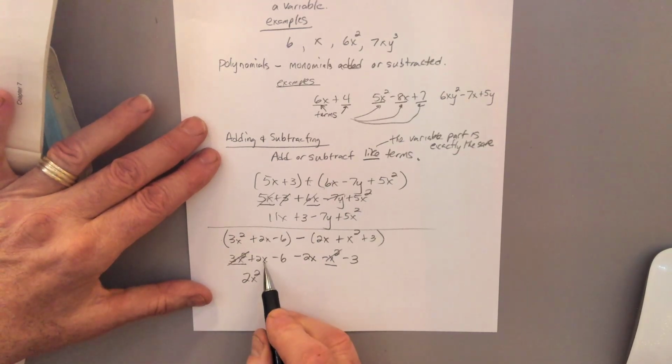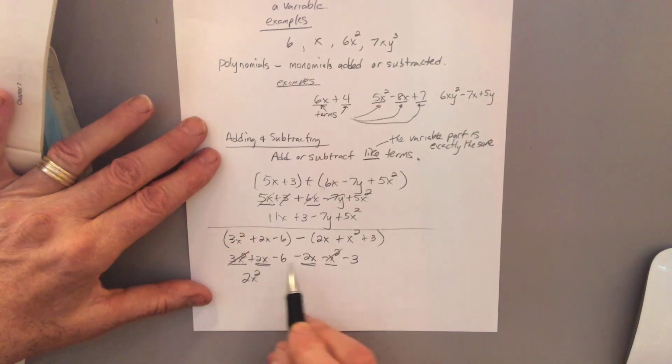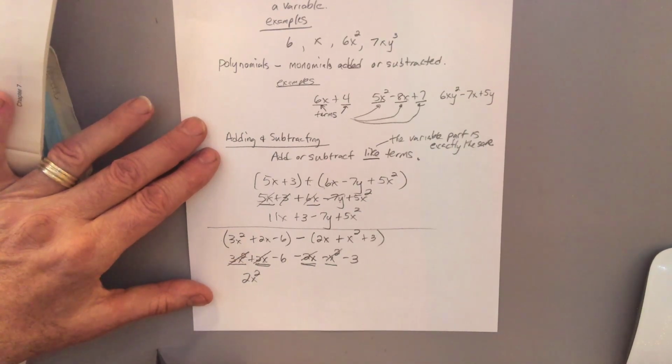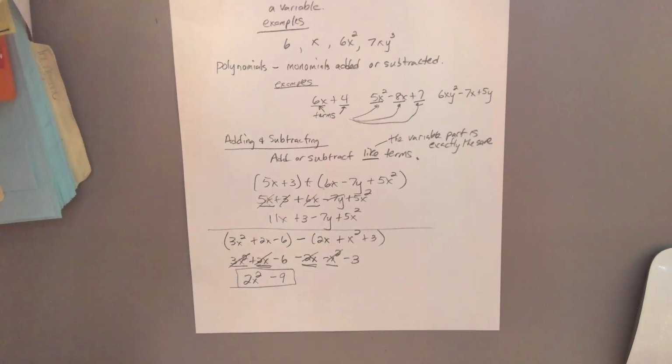The next term is 2x. Do I have any other just x terms? Well, there's 2x, and there's another x term, right? So I've got 2 of these, and I take 2 away. What happens to that? Well, that adds to 0. So I don't need to write 0x, but I could. Those cancel out. -6 plus -3, -6 minus 3 is minus 9. No like terms left, so there's my answer. Okay?